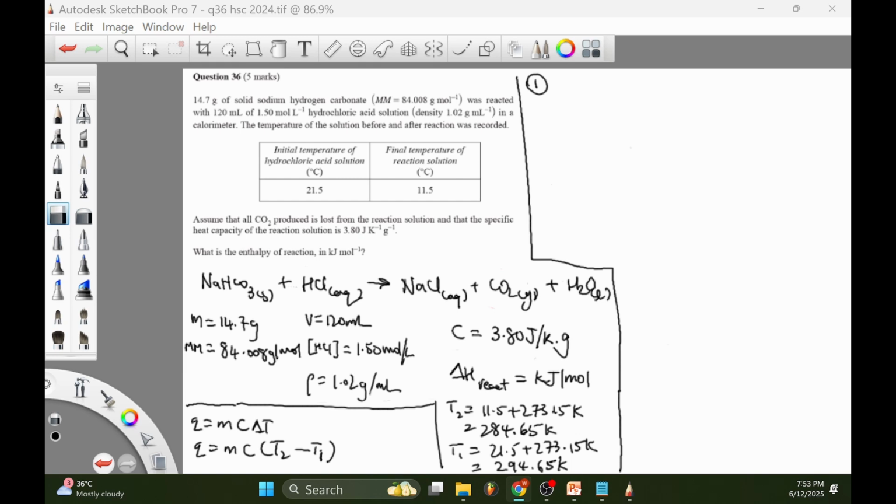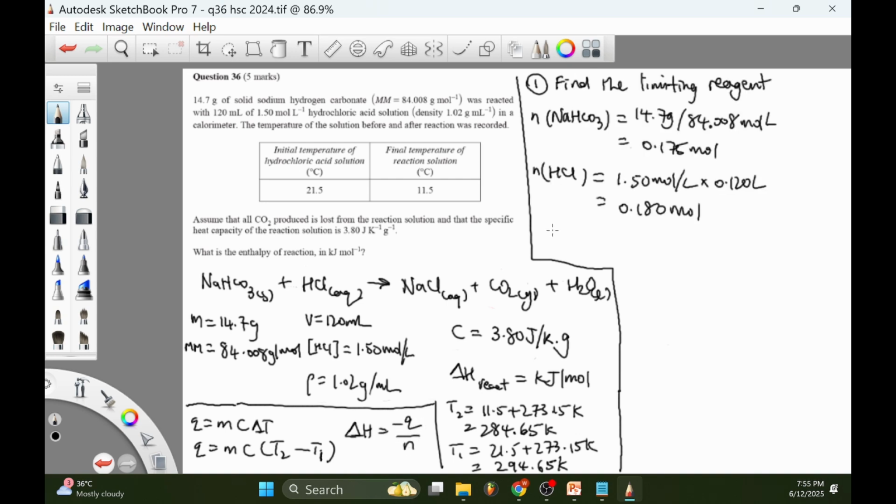Now another equation we need is the relationship of delta H to Q, which is delta H is minus Q divided by n. First thing is to find the limiting reagent. Now in a 1-to-1 ratio comparison, we can tell that sodium hydrogen carbonate is the limiting reagent. The next thing we need to do is to factor in Q equals mCΔT.